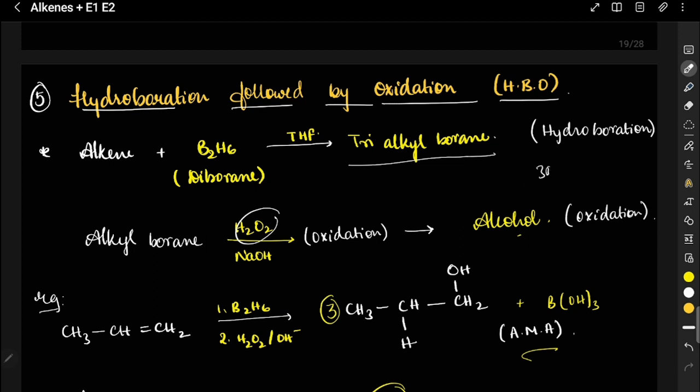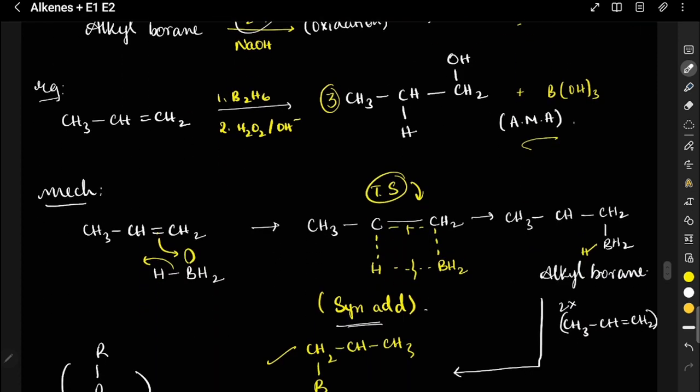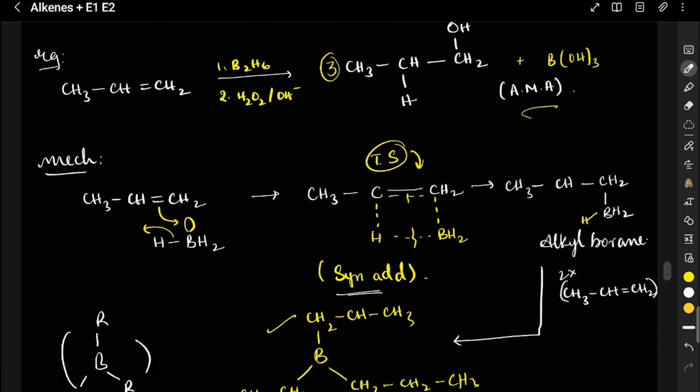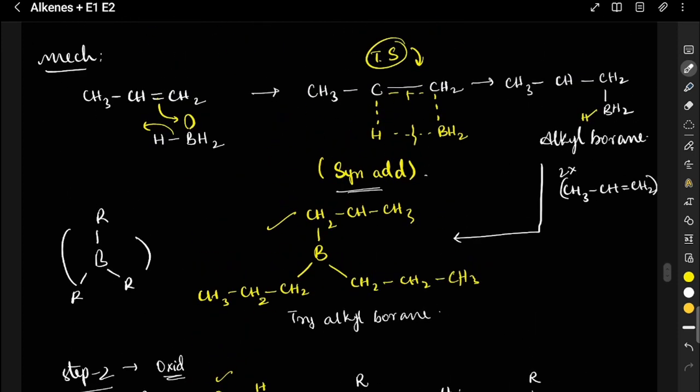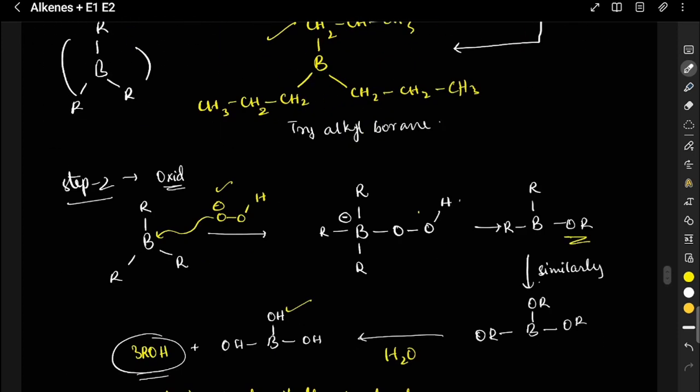Slowly 3 ROH is formed, and then B(OH)3 is formed. So three alcohols are formed. Okay, and the alcohols are anti-Markovnikov addition, meaning the hydrogen goes and attacks where there are fewer hydrogens. So that is hydroboration followed by oxidation.